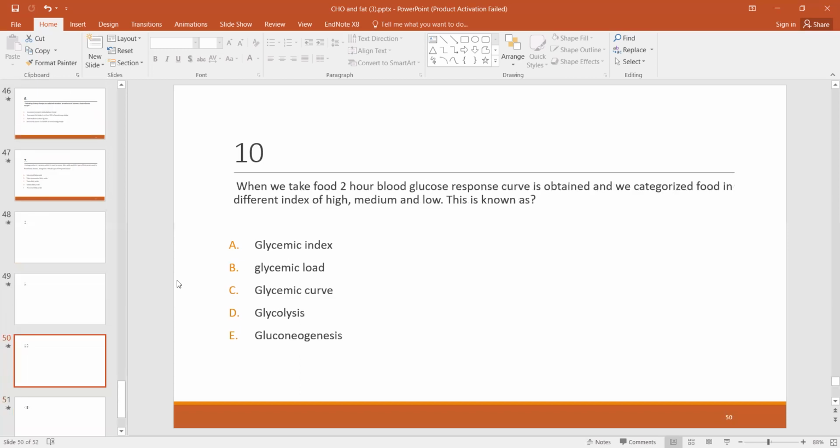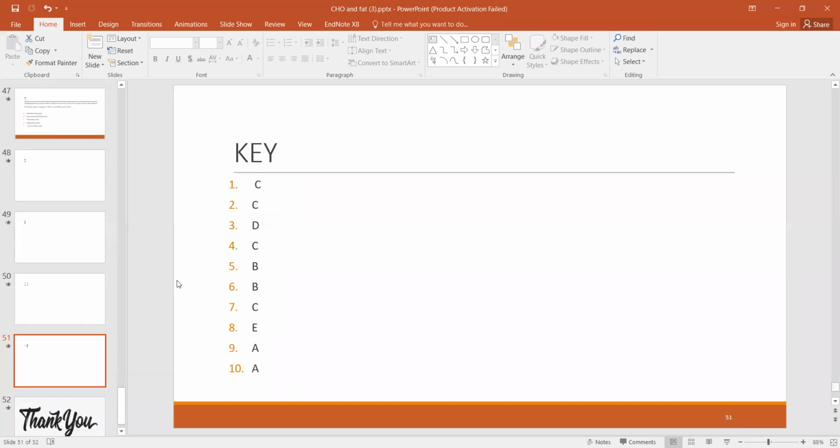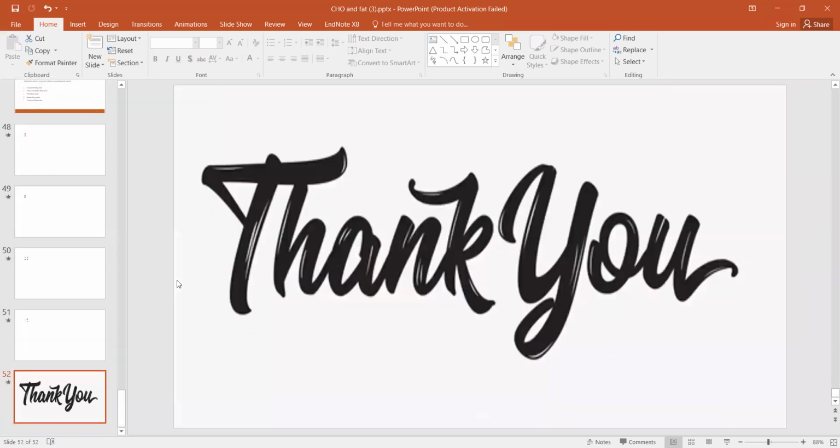When we take food, over 2 hours a blood glucose response curve is obtained, and we categorize food into different indexes like high, medium, and low. This is known as glycemic index, glycemic load, glycemic curve, glycolysis, or gluconeogenesis. A, glycemic index is the right answer. These were three of my MCQs, and thank you.